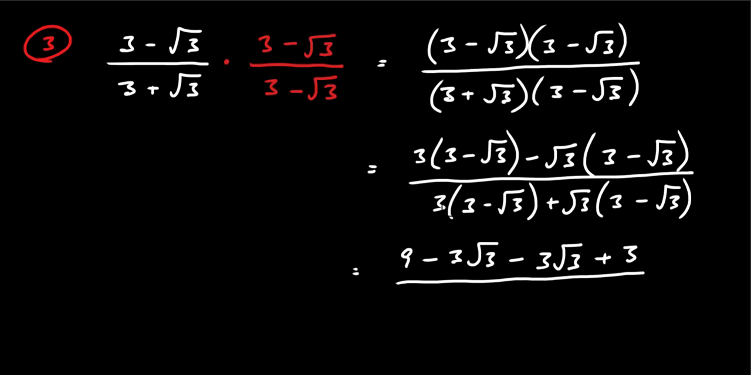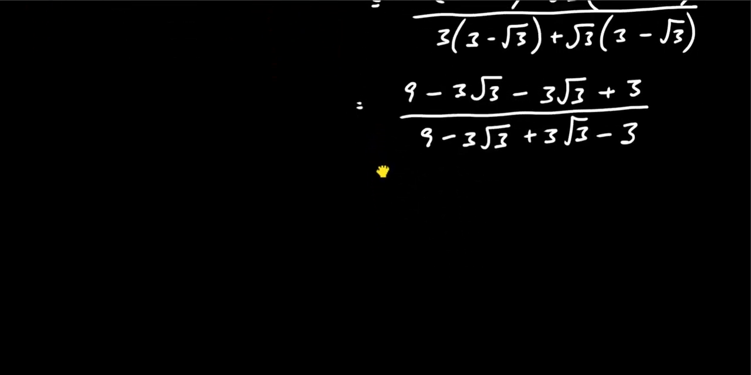On the bottom then, we've got 3 times 3, 9. Here we've got minus times plus, which is minus 3 root 3. Here we've got plus 3 root 3. And then here we got plus times minus, which is minus. Root 3 times root 3 is just 3. Okay, so we're almost there. Let's just finish this off then.